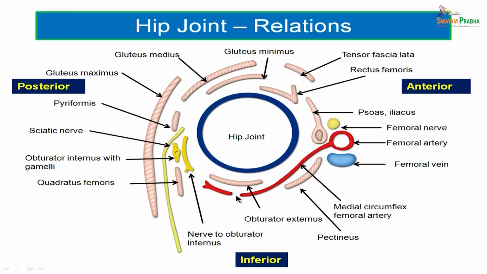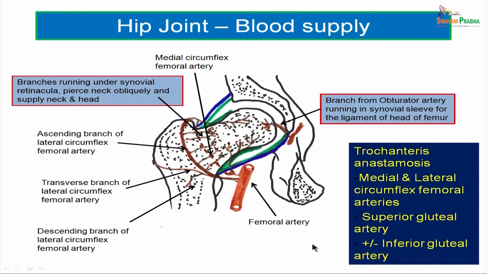So, these are the important relations of the hip joint. Now, let's have a look at the blood supply to the hip joint. The blood supply to the hip joint is from the trochanteric anastomosis, which is made up of branches from the medial and lateral circumflex femoral arteries, the superior gluteal artery and the inferior gluteal artery.